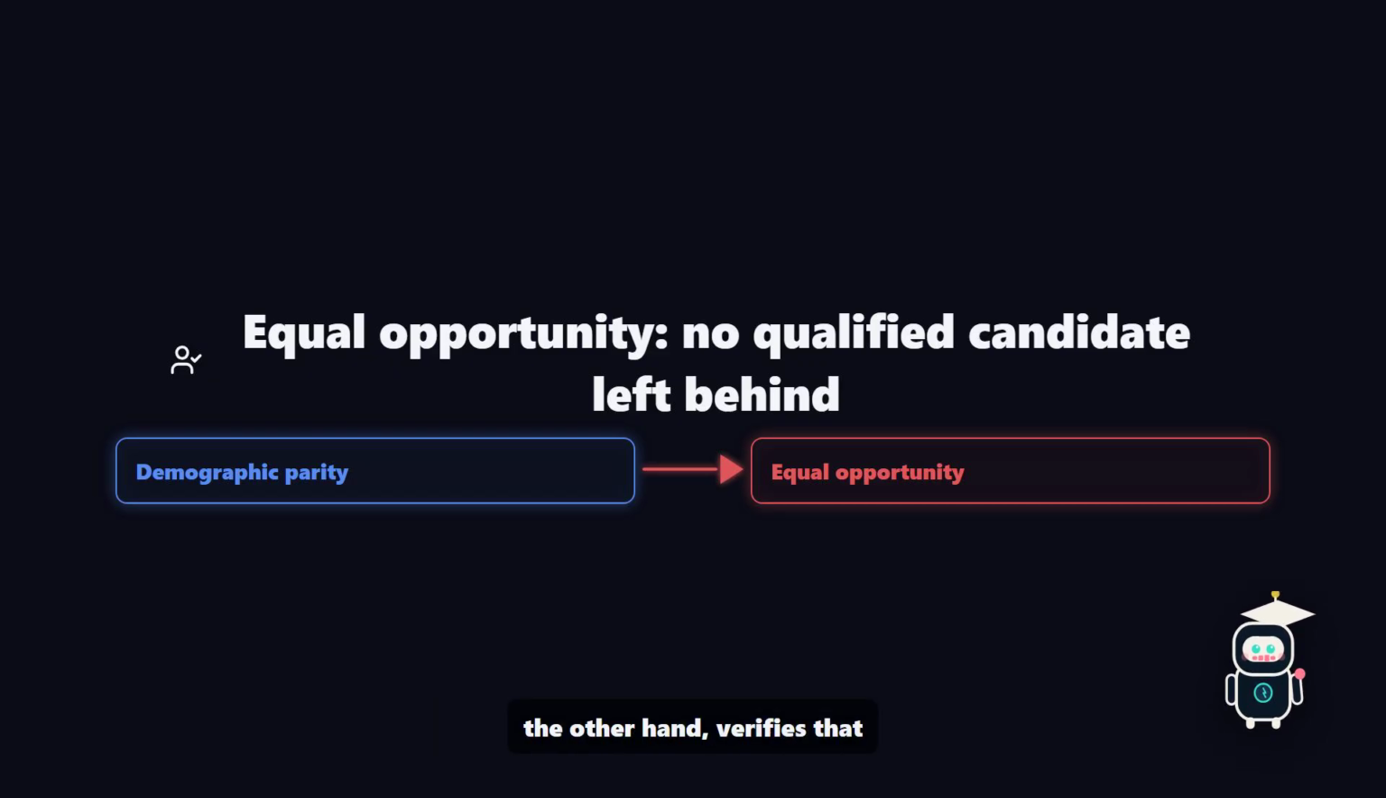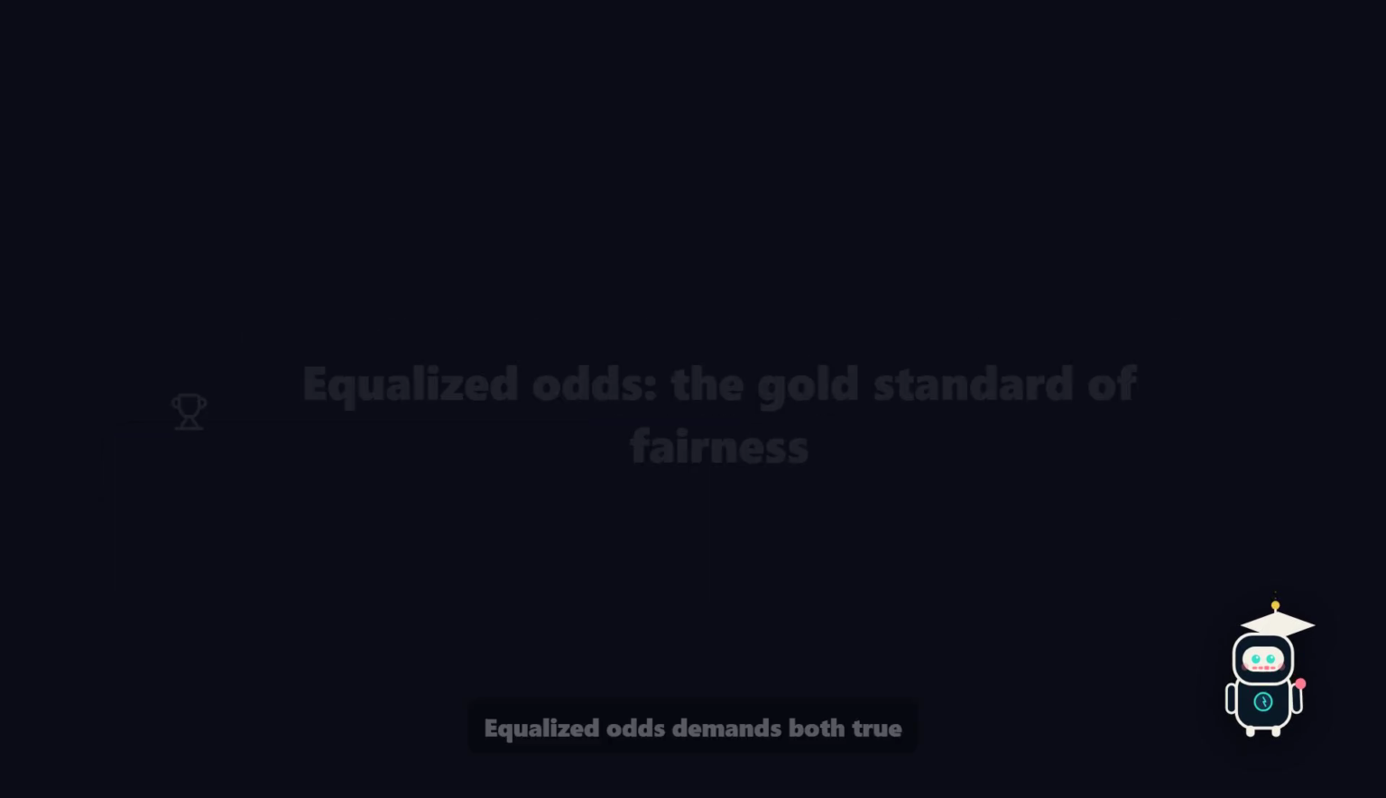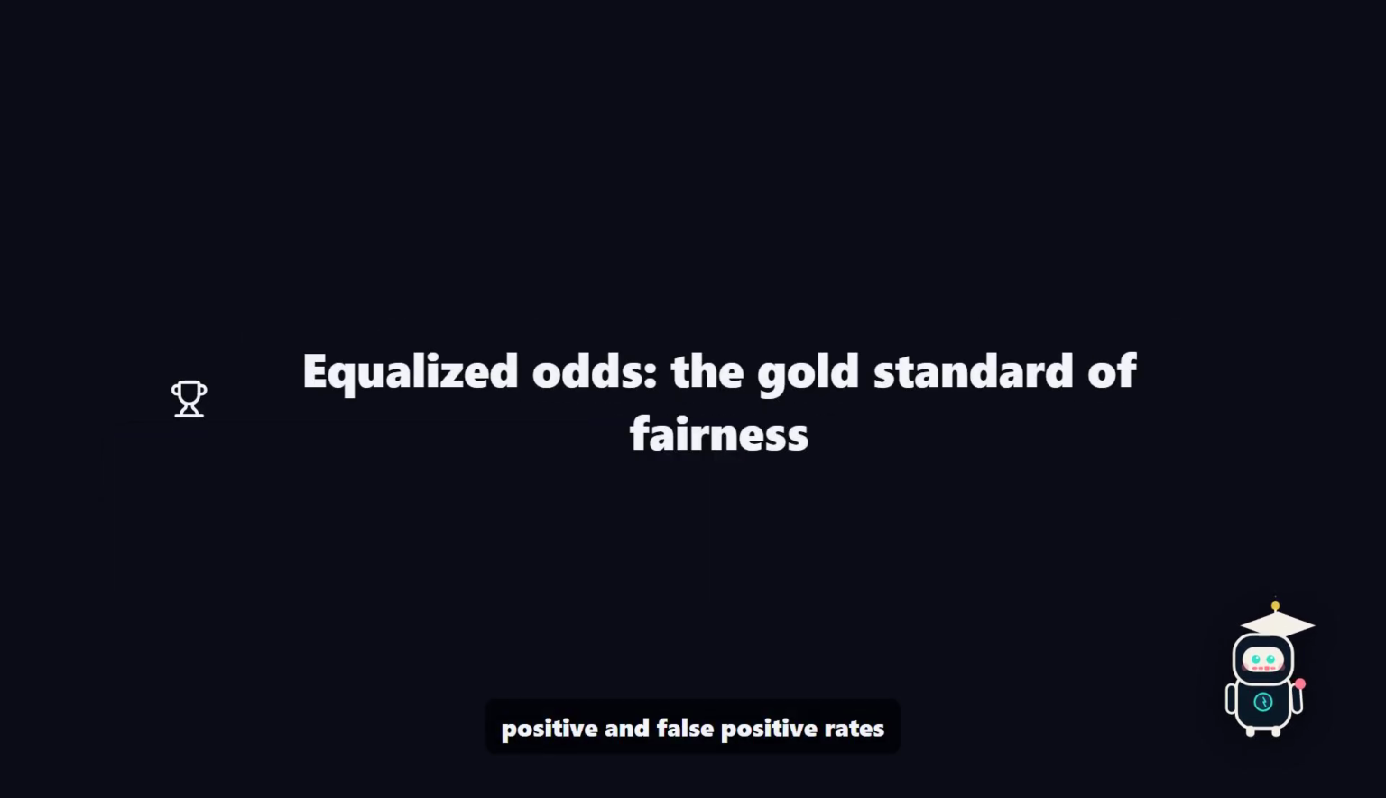Equal opportunity, on the other hand, verifies that qualified individuals are found at a similar rate across groups, a more accurate fairness metric when you have ground truth data available. Equalized odds demands both true positive and false positive rates be equal across groups. No cutting corners. It's the hardest to achieve, but the one that truly prevents a lazy model that just rubber stamps one group to hit a quota.